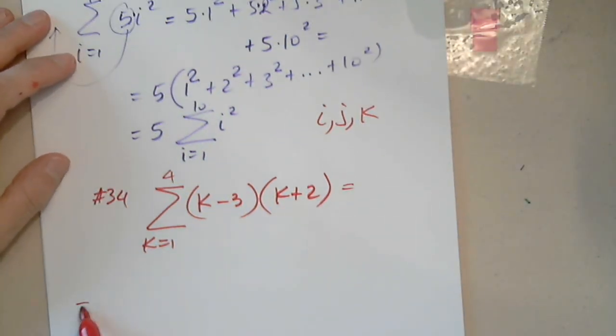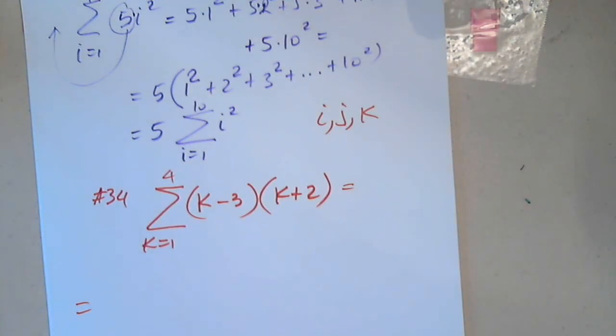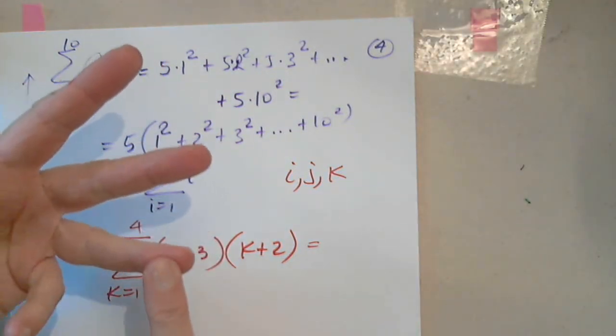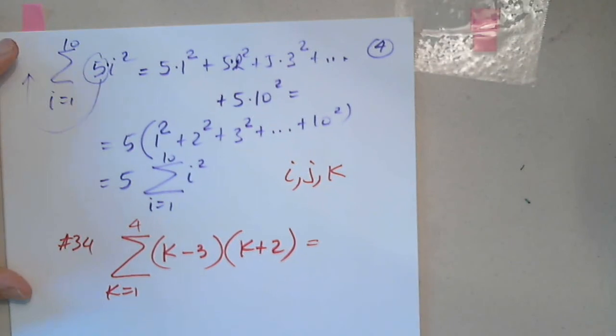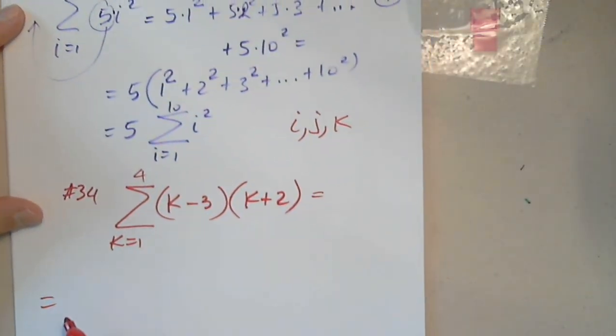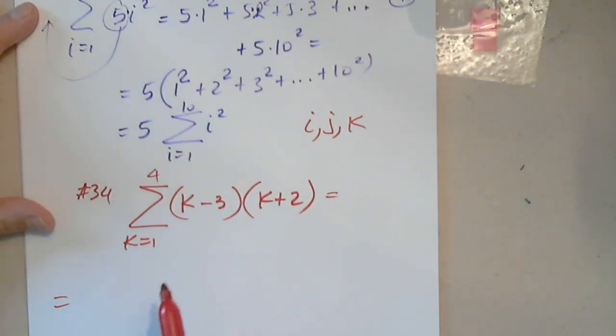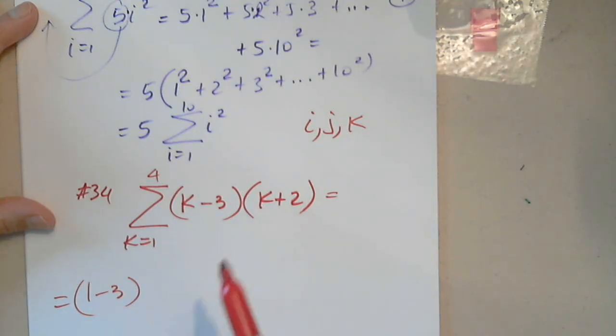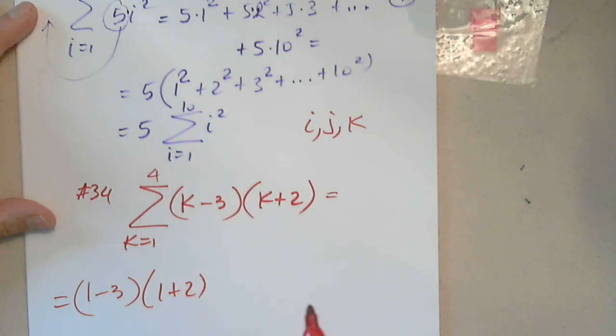Can anyone give us the first term? First of all, how many terms will the sum have? How many terms? 4. Yes. When k is 1, when k is 2, when k is 3, when k is 4. Excellent. So can anyone give us, without calculation, the first term when k is 1? 1 minus 3 is negative 2, 1 plus 2. Correct. We're done with k equals 1.